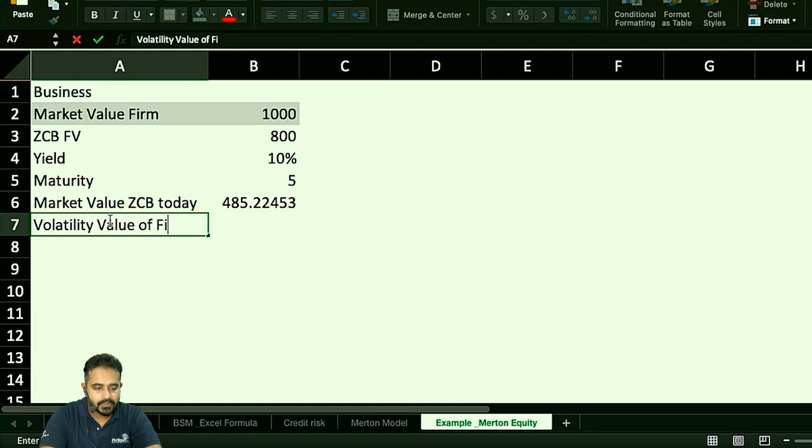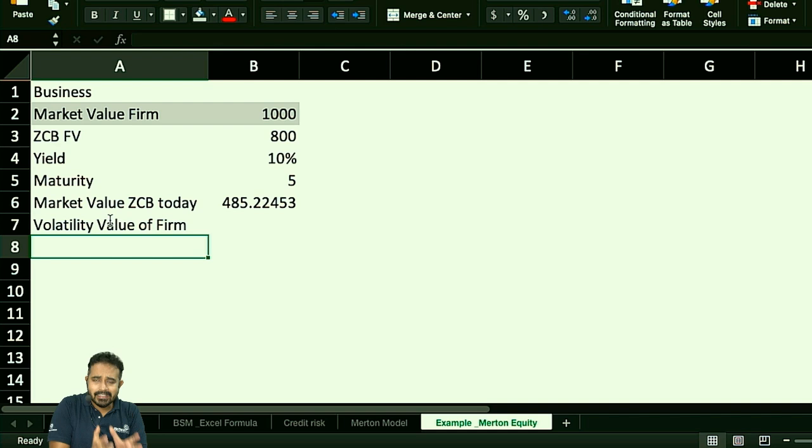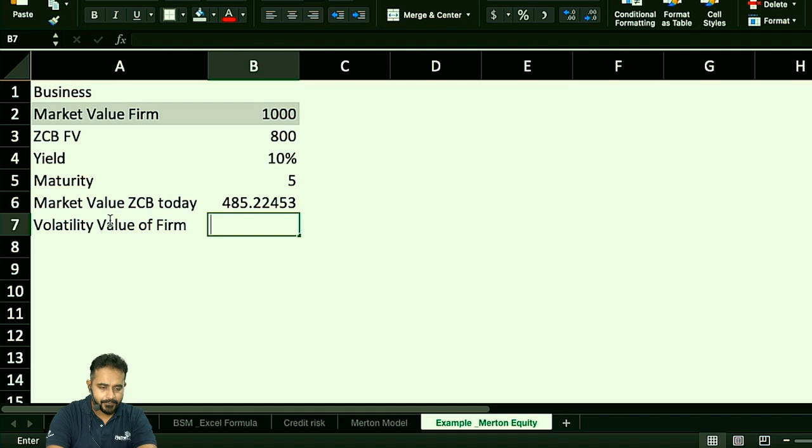So this firm is thought of as some sort of a tradable asset. Either the firm by itself is a tradable asset, which of course in practice doesn't work, or you could build some sort of a portfolio that replicates the value of this asset, and then that replicating portfolio is tradable. Hypothetically, the market value should be available on a daily basis, and then we should be able to capture the volatility. Let me make that 30%. And this is good enough.